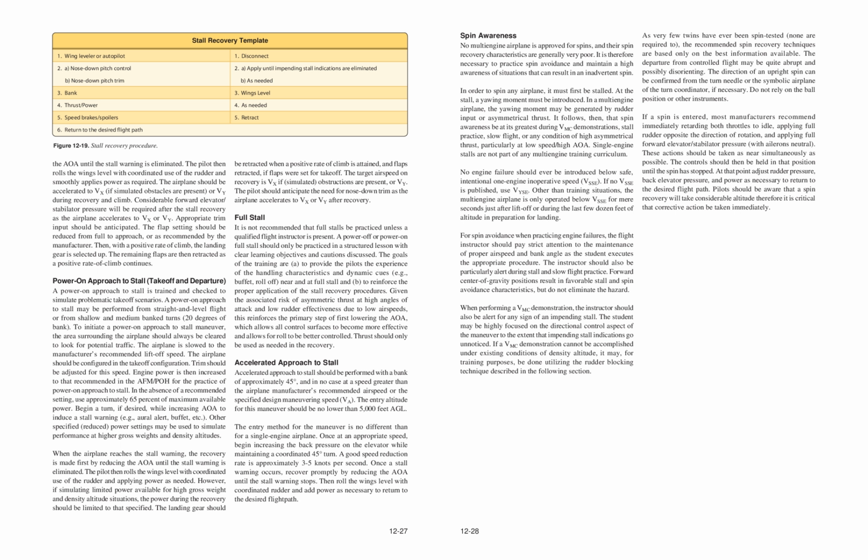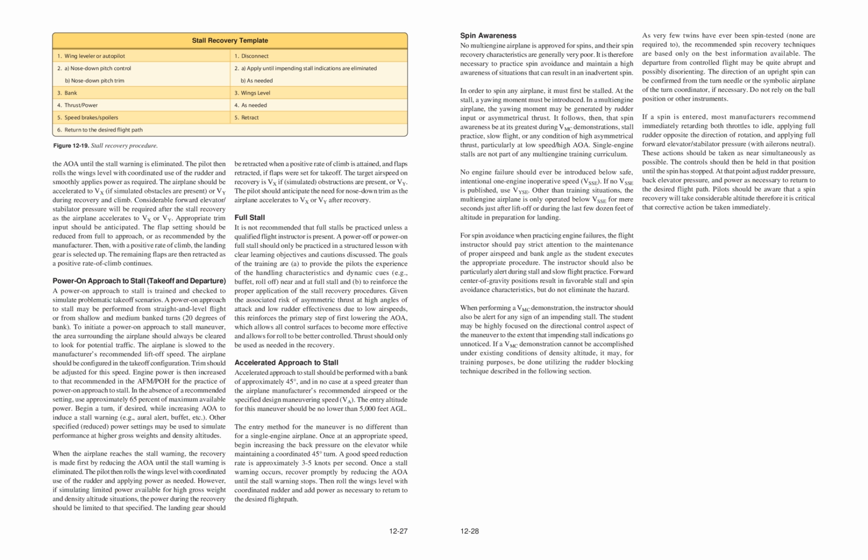Power on approach to stall, takeoff and departure. A power on approach to stall is trained and checked to simulate problematic takeoff scenarios. A power on approach to stall may be performed from straight and level flight or from shallow and medium bank turns, 20 degrees of bank. To initiate a power on approach to stall maneuver, the area surrounding the airplane should always be cleared to look for potential traffic. The airplane is slowed to the manufacturer's recommended liftoff speed.